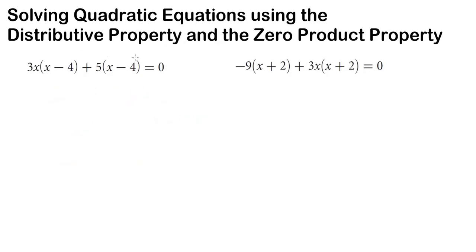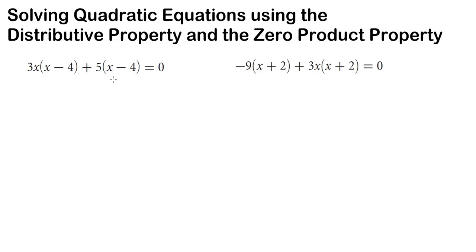All right, so in these examples, we're going to look at how we can use the distributive property in combination with the zero product property to solve these quadratic equations. So if I look at this first example here, it says 3x times x minus 4 plus 5 times x minus 4 equals 0. And what we notice is that both of these binomials are the same. They are both x minus 4.